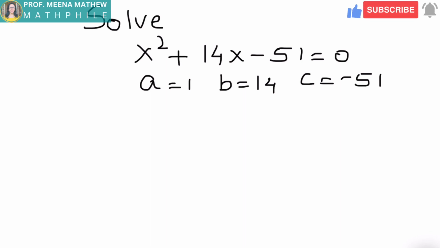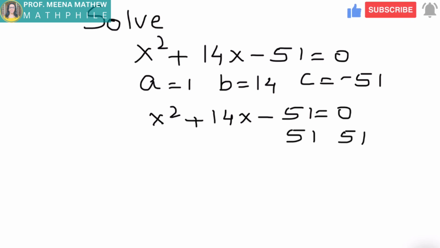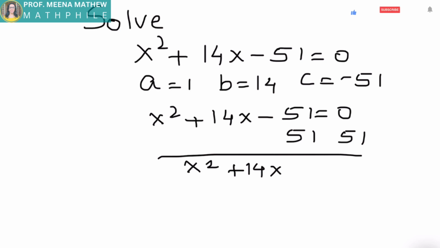First, the step is to bring all the x terms to one side. So for that I am writing x square plus 14x minus 51 equals 0 and then add 51 to both sides. So that is x square plus 14x equals 51.